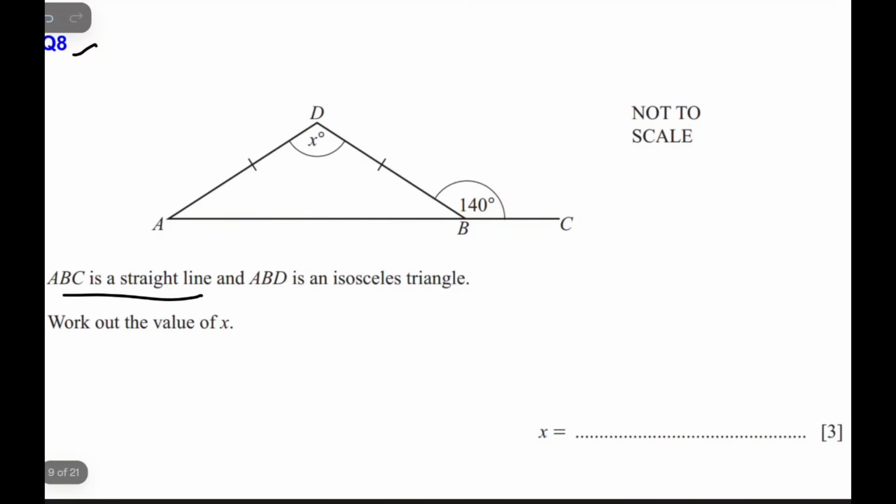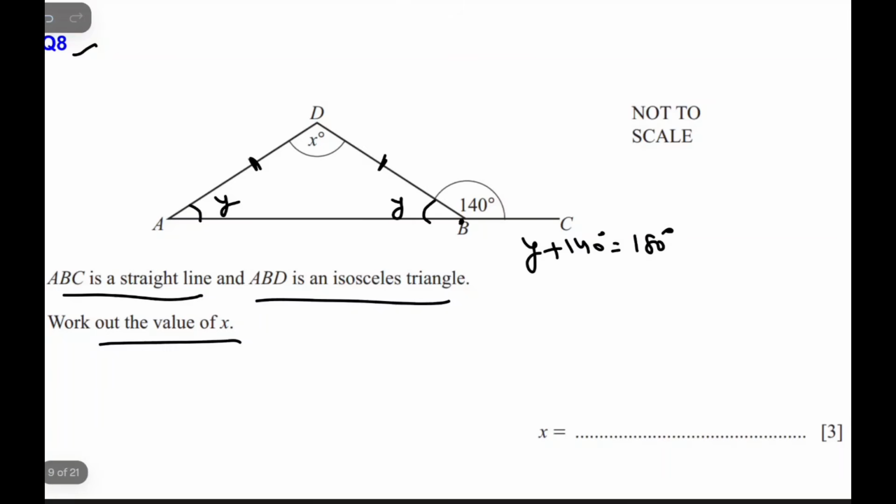Question number 8. ABC is a straight line, ABD is an isosceles triangle and we have to find the value of x. Now as this is an isosceles triangle, the sides are equal. So these angles will be equal. Let us suppose they are y degrees. Because if two sides are equal, the angles opposite to those sides are also equal. Now as ABC is a straight line, we know that angles on a straight line sum to 180. So y plus 140 degrees will be equal to 180 degrees. So y will be equal to 40 degrees. So this is 40 degrees now.